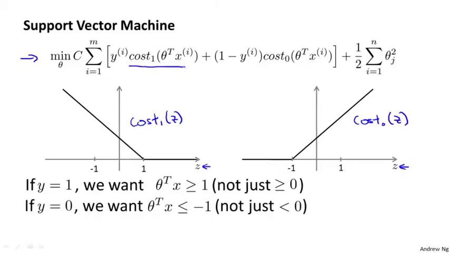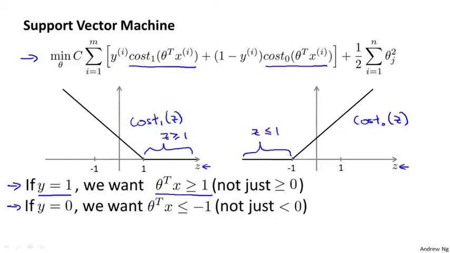If you have a positive example, so if y is equal to 1, then cost1 of z is 0 only when z is greater than or equal to 1. So in other words, if you have a positive example, we really want theta transpose x to be greater than or equal to 1. And conversely, if y is equal to 0, we look at this cost0 of z function, then it is only in this region, where z is less than or equal to -1, that cost0 of z is equal to 0.